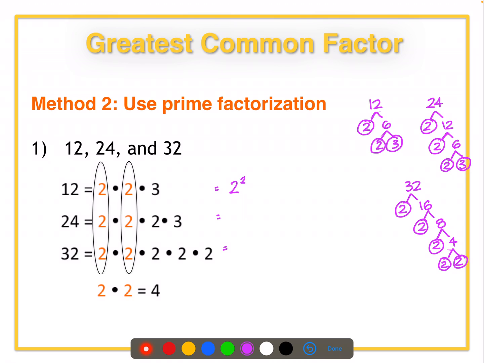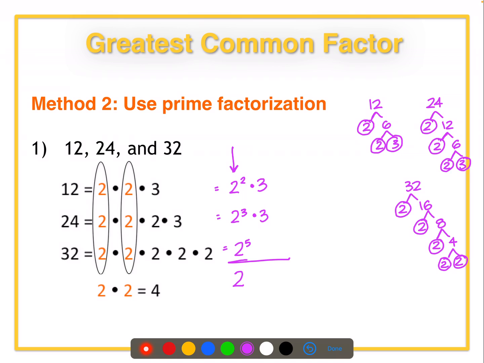If you use the short form, which is the one using exponents, this one will be 2 to the second power times 3. For 24 is 2 to the third power times 3. And for 32 is 2 to the fifth power. And then to compare them, you're gonna use only the factors that repeat in the three numbers. Which is the factor that repeats in the three numbers?